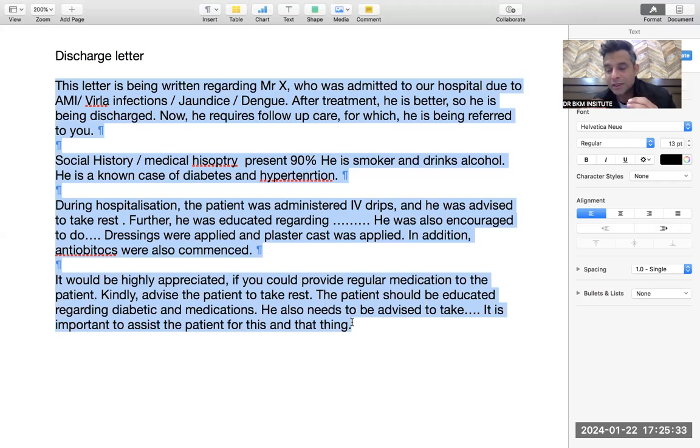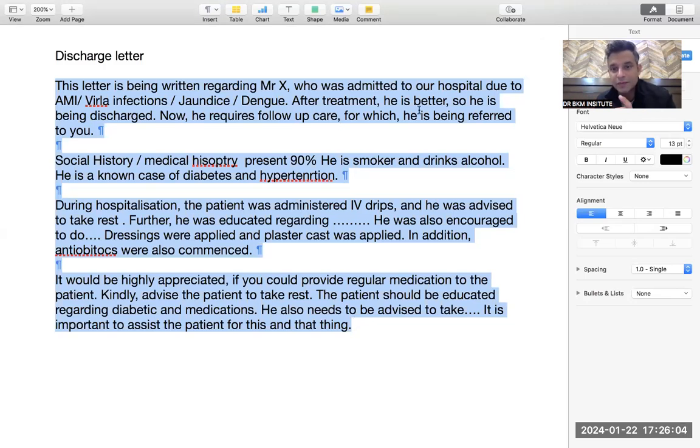First of all, imagine to whom you are writing the letter. It is a discharge letter. That means the patient was admitted to your hospital. You are discharging the patient and you are telling the nurse or a social worker to provide the follow-up care. So we will say, it would be greatly appreciated if you could do this. Kindly do this thing. The patient should be educated for this thing. He further needs to be encouraged for this thing.